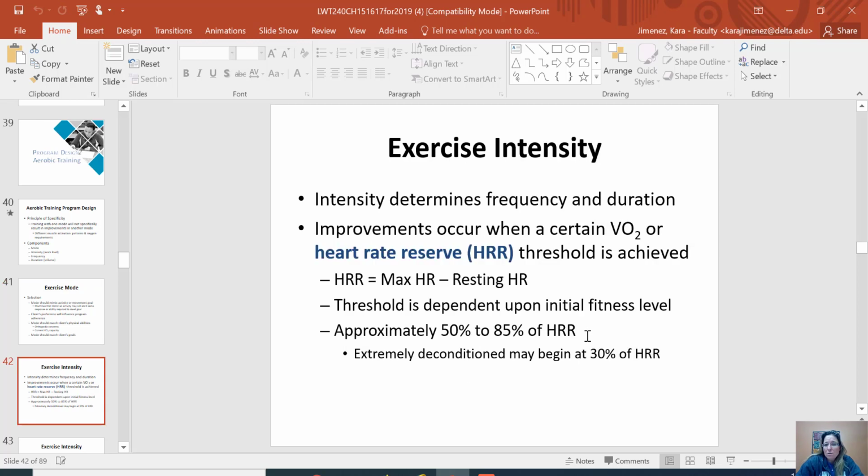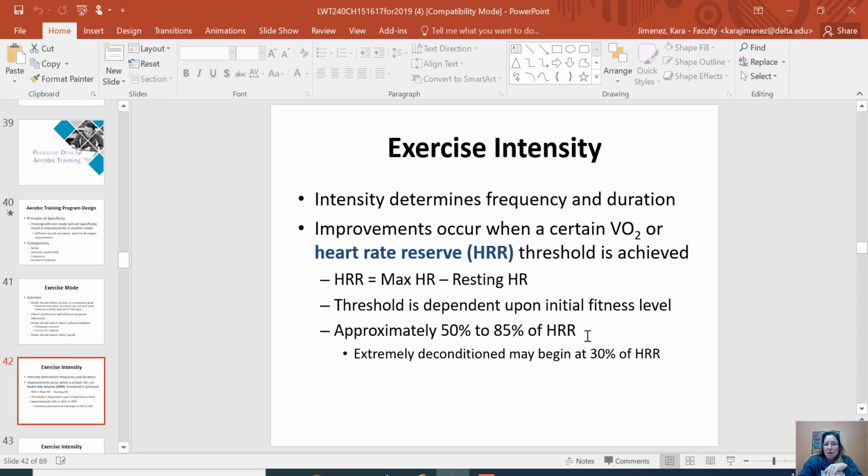As far as intensity goes, there's different methods that we can use to monitor a person's intensity, but please note that intensity determines frequency and duration. So the more intense the aerobic exercise is, the duration normally decreases or the frequency might decrease. Okay, so the less intense it is, the duration normally increases or the frequency also increases.